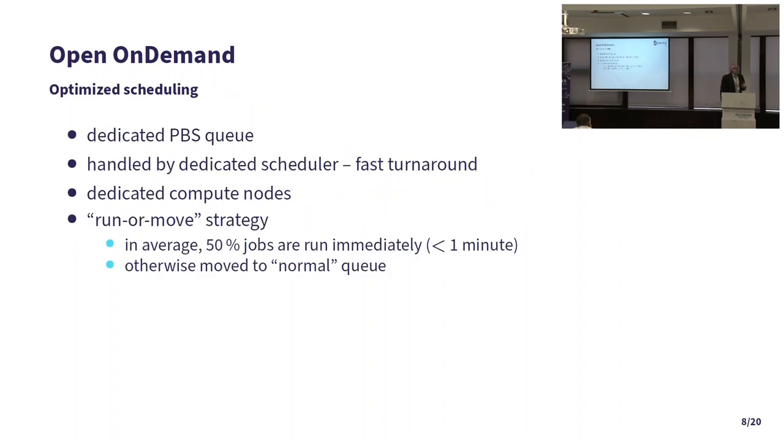One more technical point, what is underneath there is optimized scheduling of the jobs that go through the Open OnDemand. There is a dedicated PBS queue where the job ends up, and this is handled by a dedicated scheduler. The advantage of this is the fast turnaround. If you submit normal batch jobs to MetaCentre, you are sharing the same queue and the same scheduler with probably thousands of other jobs. So it takes some time for the scheduler to plan the job. Here, this is dedicated. There are just few jobs that go through OnDemand, and they go preferably to dedicated compute nodes. If the compute nodes are not available, the job is just moved to the normal queue.